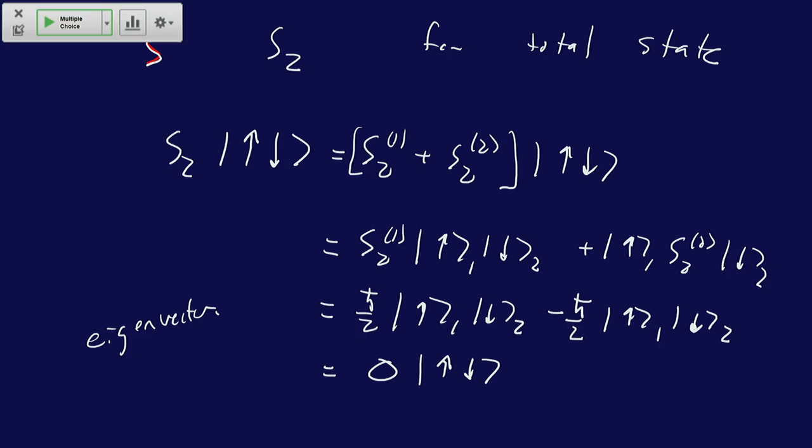That one makes a lot of sense. You're literally just looking at these two. If both were spin up, you'd get h bar. If both are spin down, you get negative h bar, and that sort of thing.